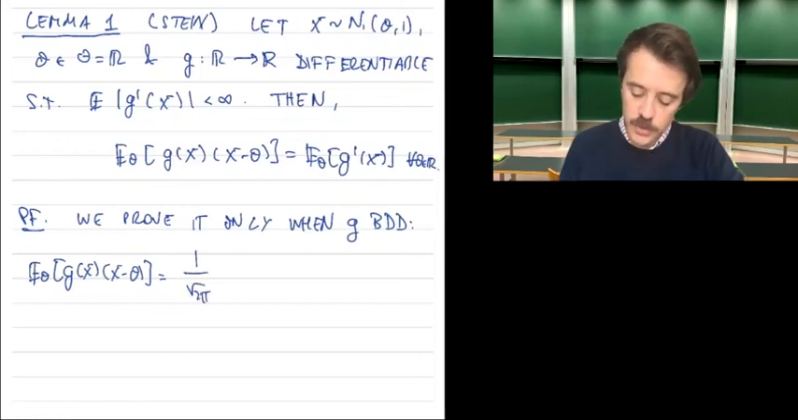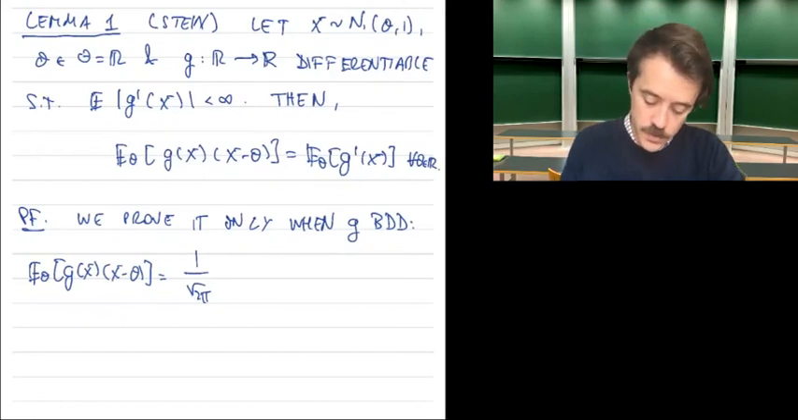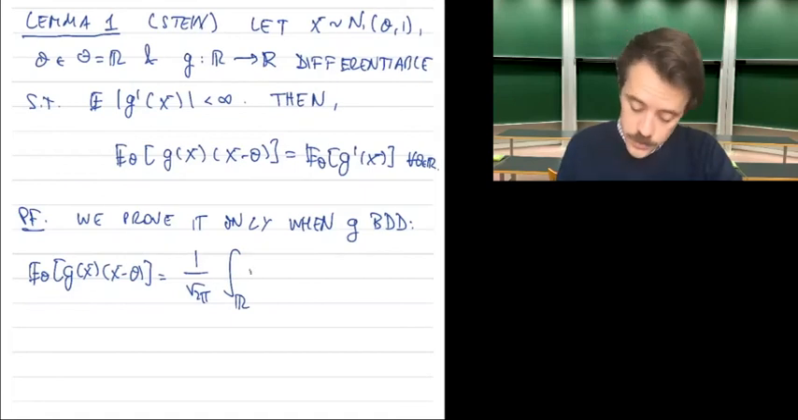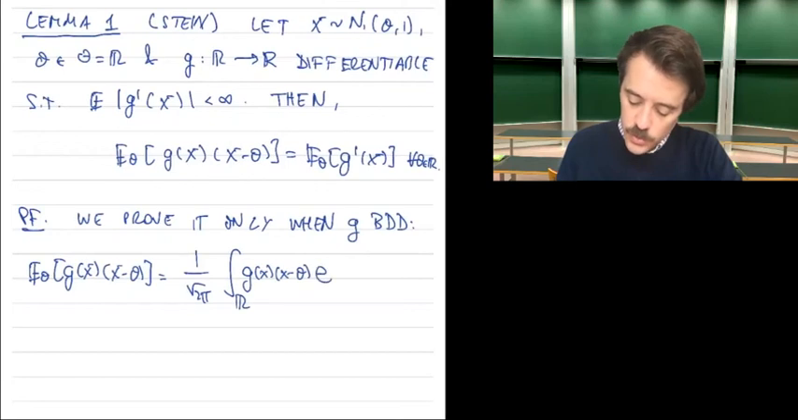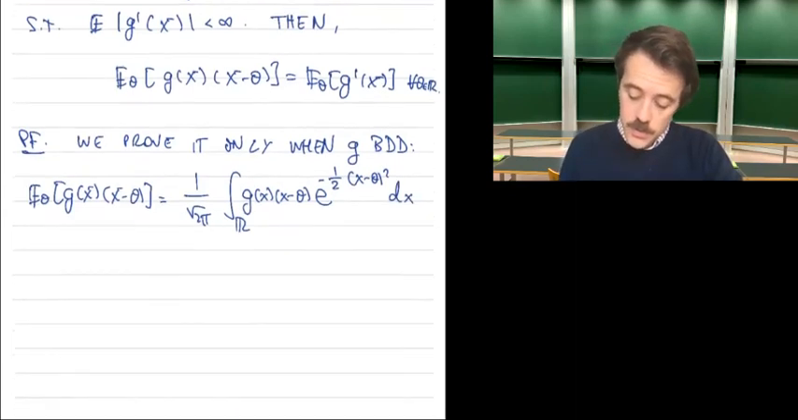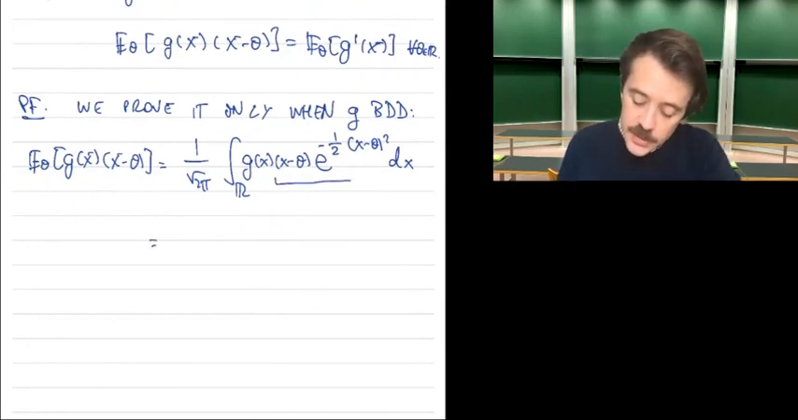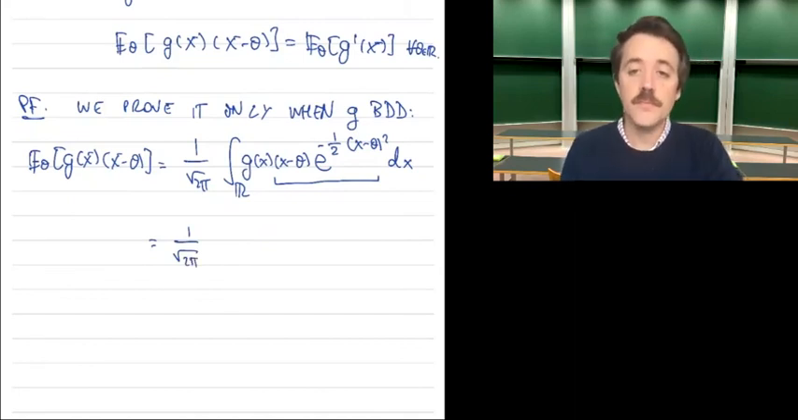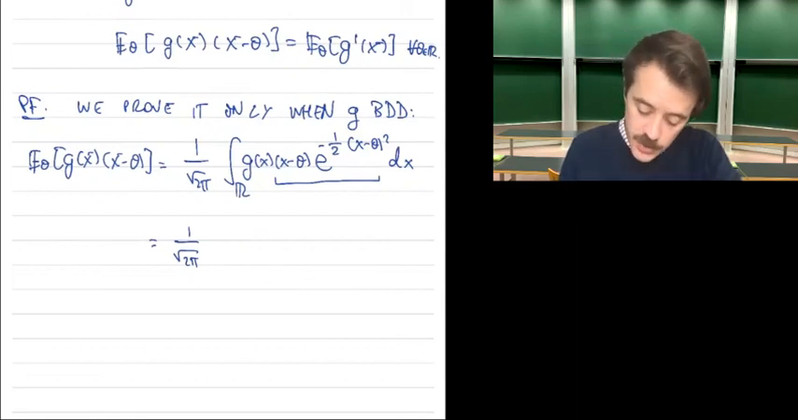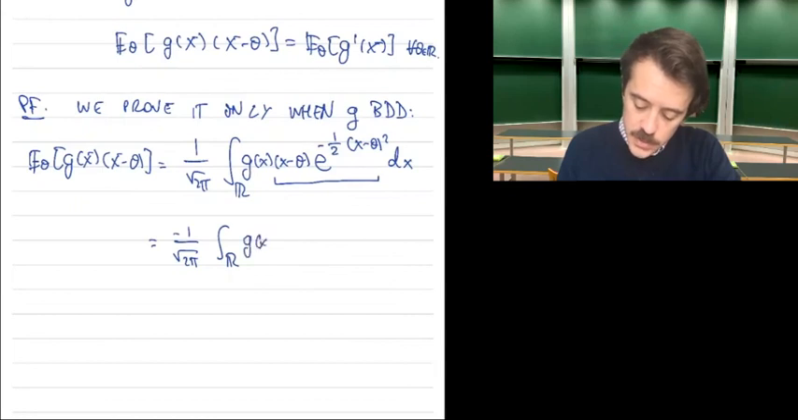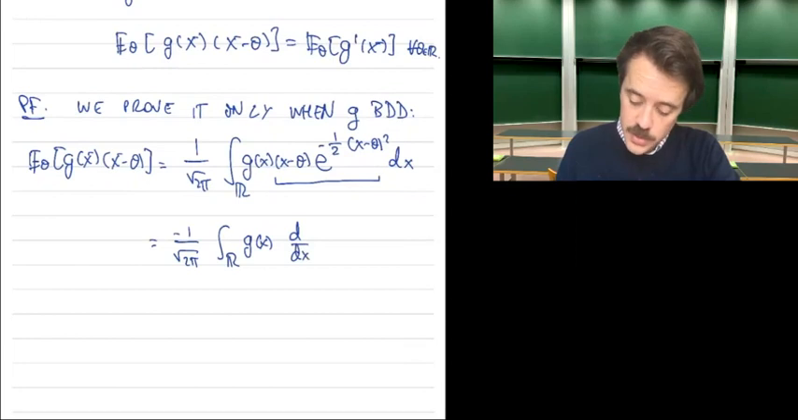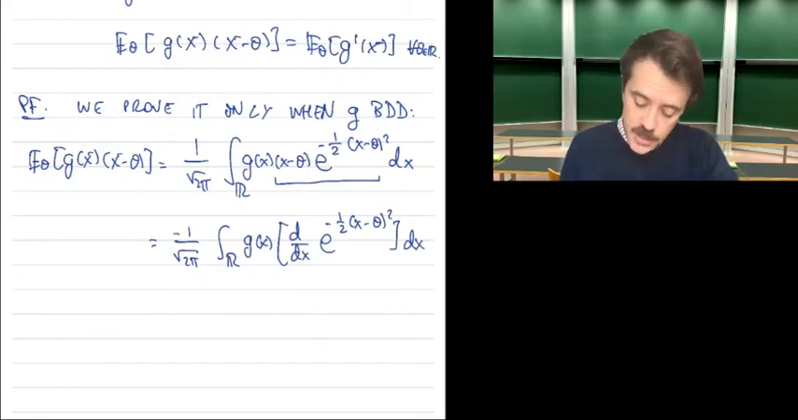And so this is just 1 over root 2 pi, and the integral over R of g(x), lowercase now, times (x minus theta) e to the minus 1/2 (x minus theta) squared dx. I've done nothing here. What we realize is that this factor is actually nearly the derivative of the exponential, so we need a minus here. So this is g(x), and then the derivative with respect to x of e to the minus 1/2 (x minus theta) squared, dx.